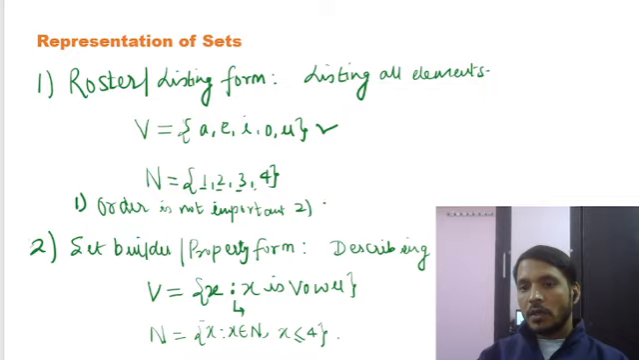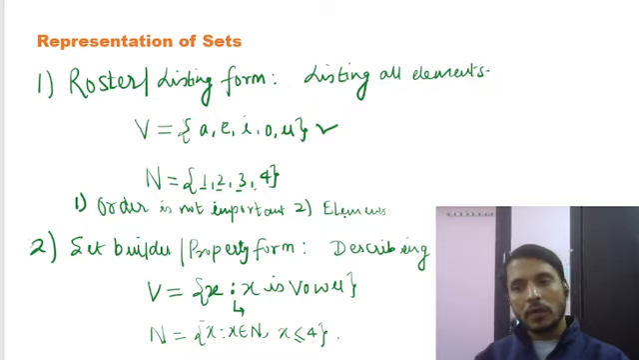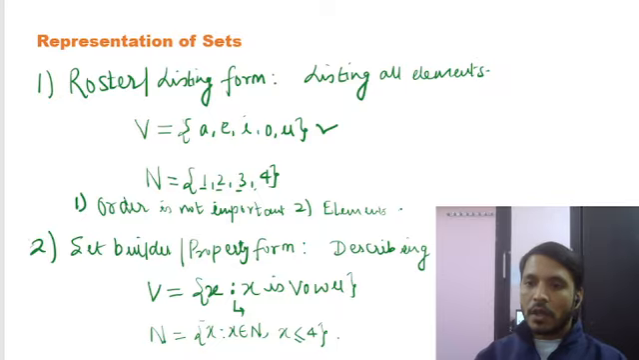And the second point is that all the elements should be distinct. Like here you can see we are not repeating any element. We are not writing a two two times. So the elements are distinct.